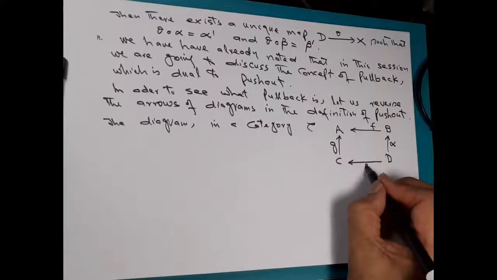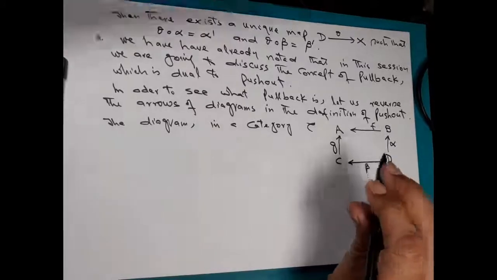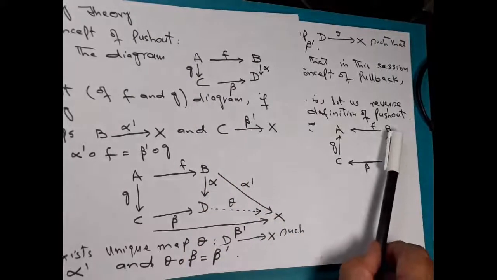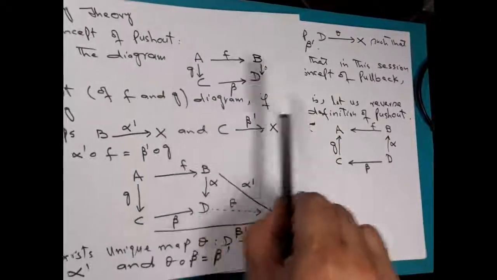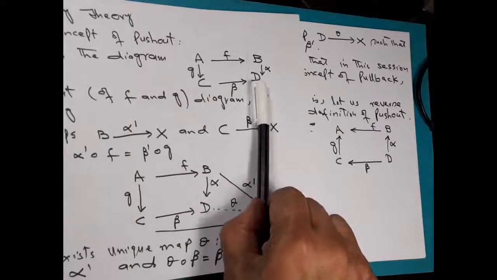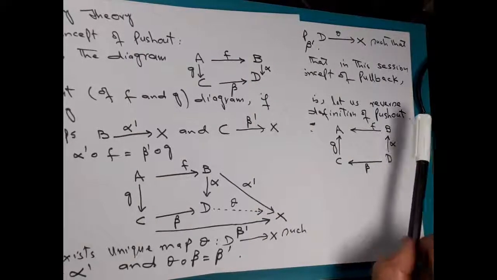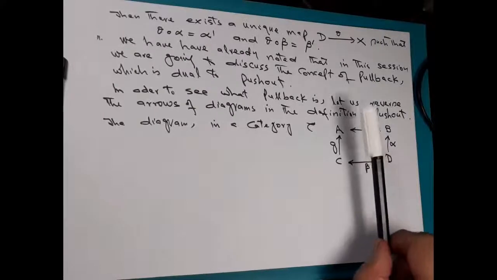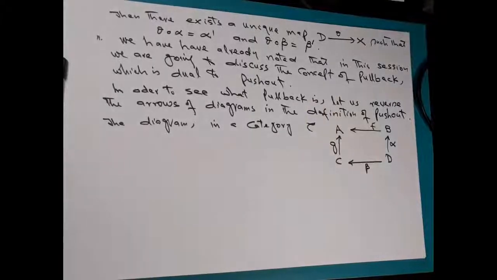It will not make any difference, but the important thing to note is that in the case of push out, we had arrows from A to B and A to C. Now we have arrows from B to A and C to A. In the case of push out, we had arrows from C to D and B to D. Now we have arrows from D to B and D to C. So just note the reversal of the direction of arrows. Then this particular diagram is called a pullback.